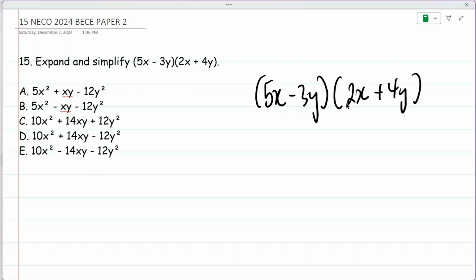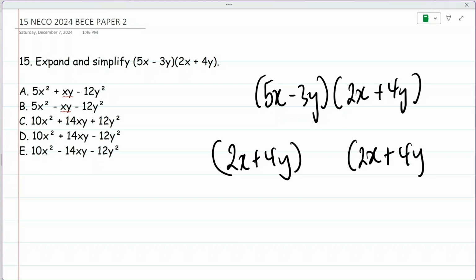Or we repeat this 2x plus 4y twice. We can also do this one, repeating it twice. But if we repeat this one twice, on one of these terms in the bracket we've repeated twice, one will be multiplied by the 5x and the other will be multiplied by the minus 3y. Let's just solve it so we can understand. Let's repeat the 2x plus 4y twice in the bracket. 2x plus 4y in one bracket. We give space, 2x plus 4y in the second bracket. We repeated 2x plus 4y twice.